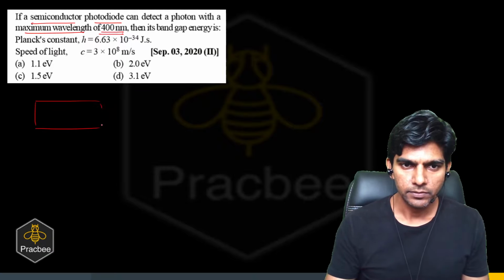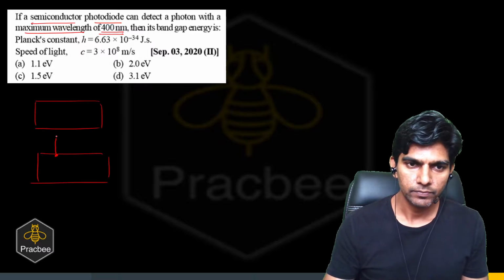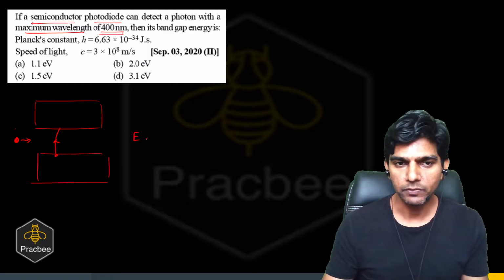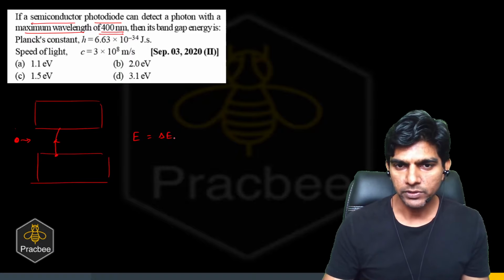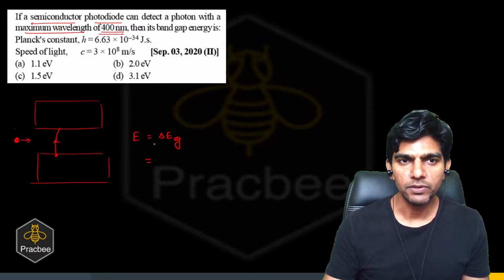So this is the band diagram. The electron is gaining energy and goes to the conduction band, and we have an incident photon. The minimum energy required for this transition to happen should be equal to delta Eg, so the energy of the photon will be equal to delta Eg, and we have been given the wavelength.